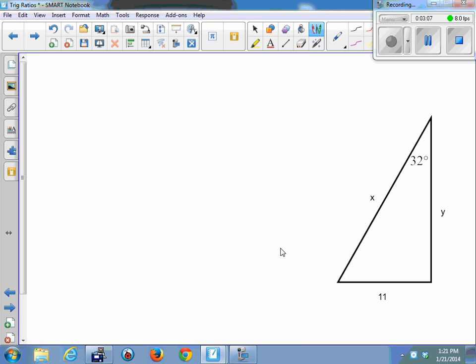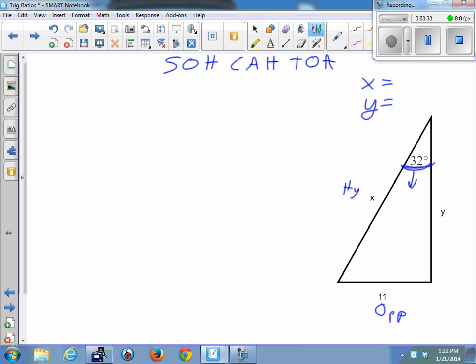All right, now in this case, we need to find x and y. So we're just going to set it up a little bit differently. I like to write SOHCAHTOA on my paper, just so it's in the back of my mind, I can look at it. And again, if we're talking about 32 degrees, the 11 is opposite. The x is my hypotenuse, and the y is my adjacent. So we're going to set it up. We're going to use the opposite and hypotenuse first. So we can say the sine of the angle, which is 32 degrees, equals 11 over x.